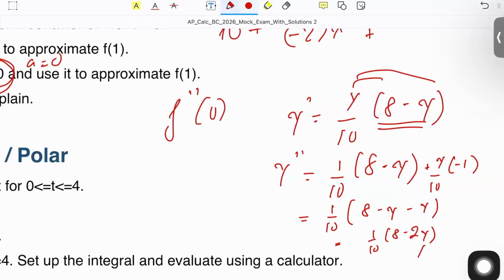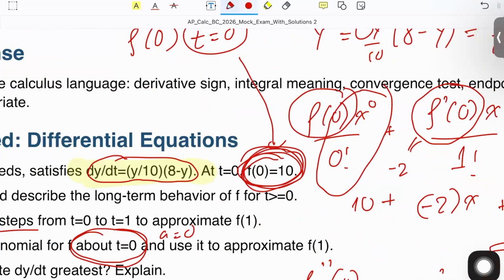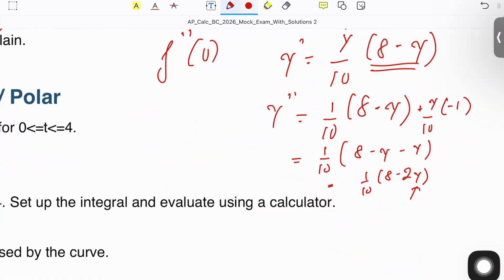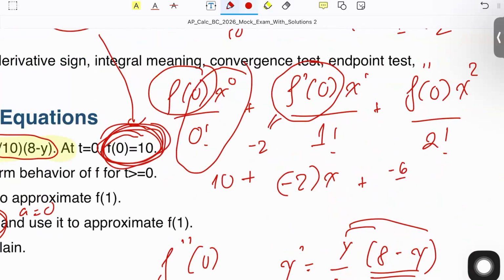Okay, and now you're going to find what y is. y is 10, because when x equals 0, y is 10. So we plug it in: 1 over 10 times (8 minus 20), so negative 12 over 10, right? That divided by 2 gives negative 6 over 5. So negative 6 over 5 x squared, since 2 factorial is 2. So this just means negative 3x squared over 5.